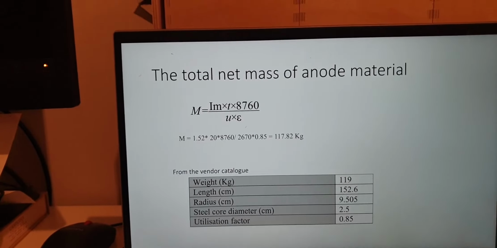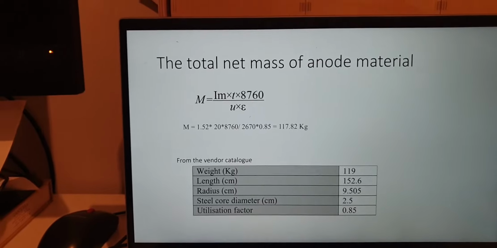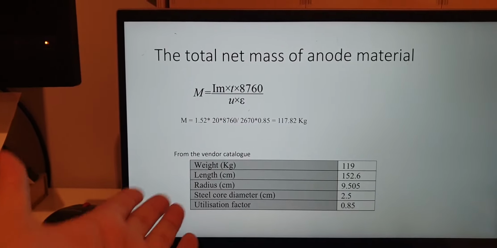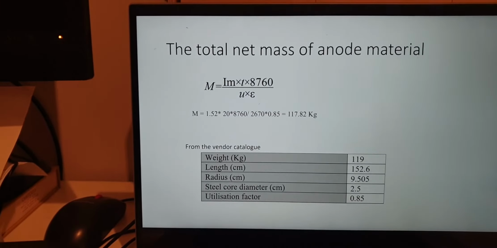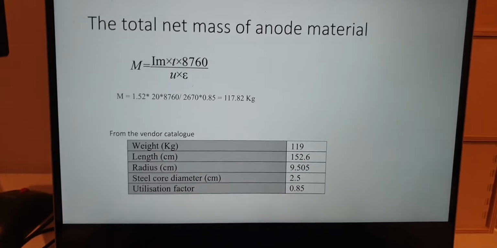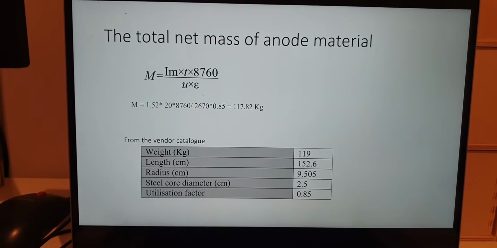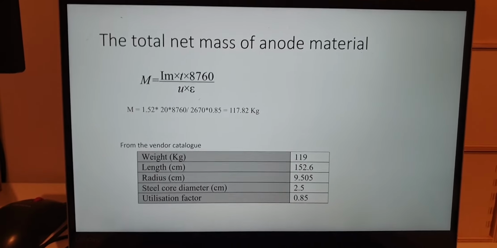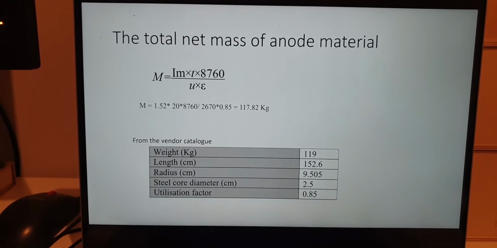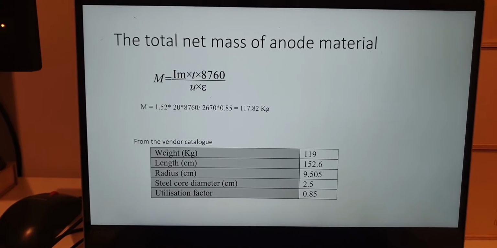You can cast it yourself, or you can go and buy from a vendor. If you buy from a vendor, they will give you the typical anode that they have on display, or that they construct or cast, which is an anode with 119 kilograms of aluminum, 60 inches length, with that radius and with the steel core diameter, and with a utilization factor of 0.85.